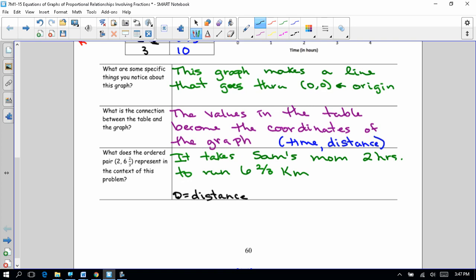And let's do H for hours. How's that sound? H for hours. We could use T for time. So her distance that she runs is equal to, and then I like my fractions, I'm going to use the fraction form, 10 over 3h.